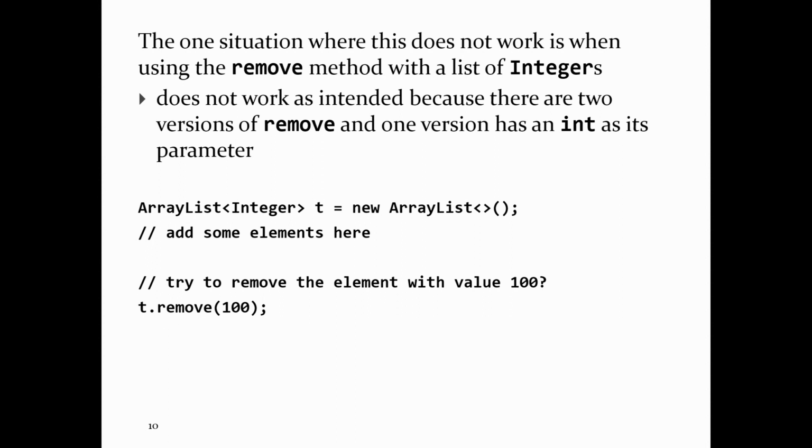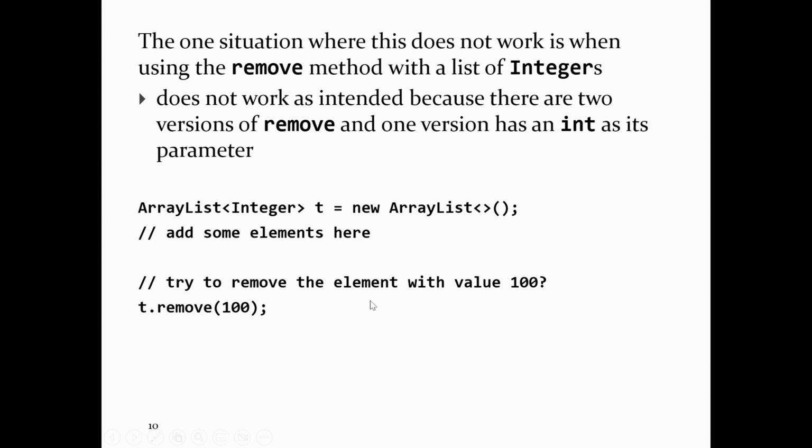There's a method called remove. If you make a list of Integer and you call remove and pass in an int, there are two versions of remove, and that's the problem. One version of remove looks in the list for an element whose value is 100 and then removes the first element that's equal to 100. That looks like what the programmer is trying to do here.